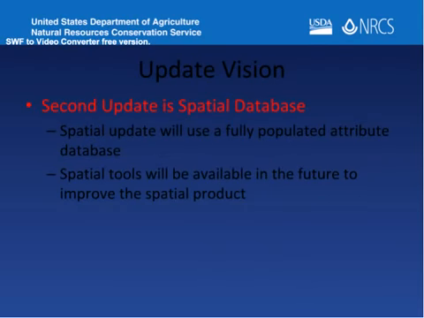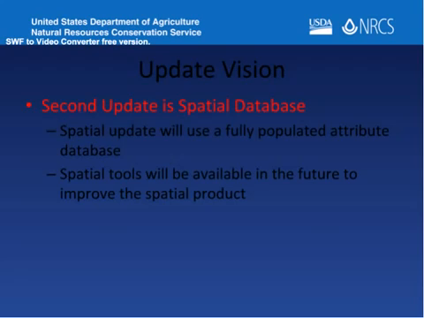The second phase of the update is going to be the spatial database. The spatial update will look at the entire spatial area that particular map unit covers, and we'll have a fully populated attribute database that we'll be able to use to analyze that spatial data. And the intent is that by the time we have the attribute database cleaned up and basically ready for this use, we'll have a number of spatial tools that allow us to improve that spatial product.